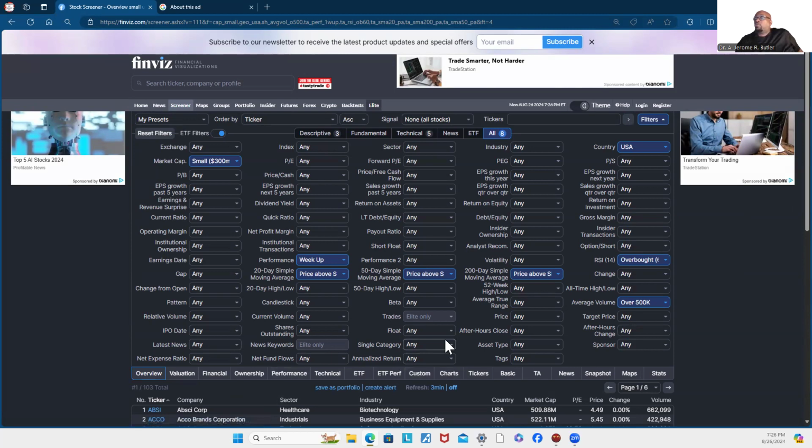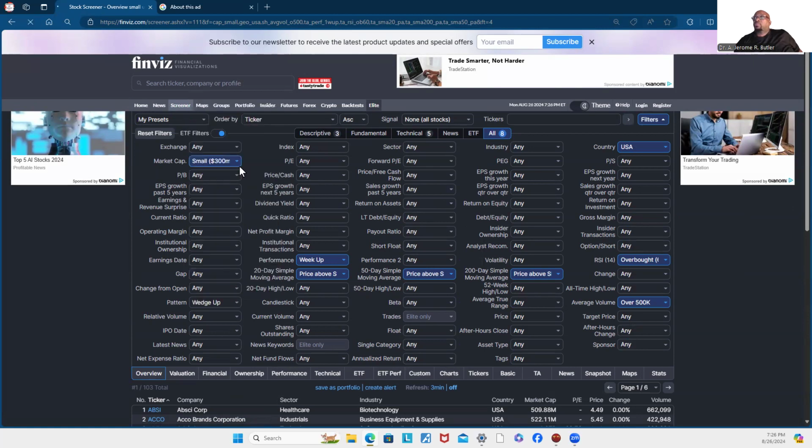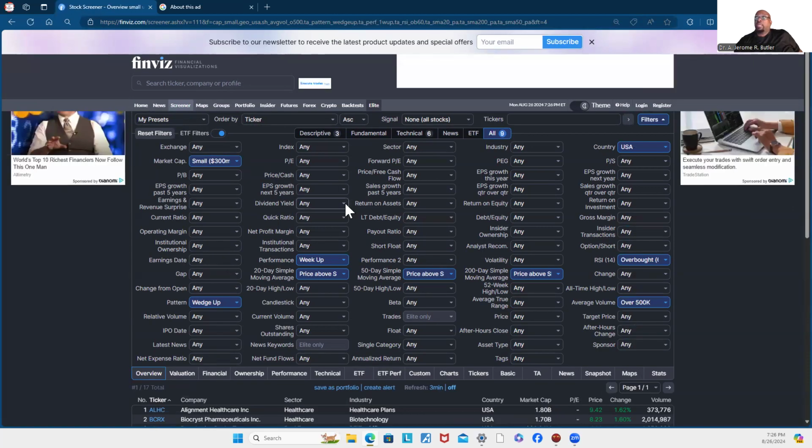Also, let's see, we got our moving averages, and change from open. Here we go. So we're going to look at wedging up, just wedging up. That gives us 17. So as you can see, with all of our filters in, we have a little bit better picture of what we want to look at as we're working on automating our accounts.